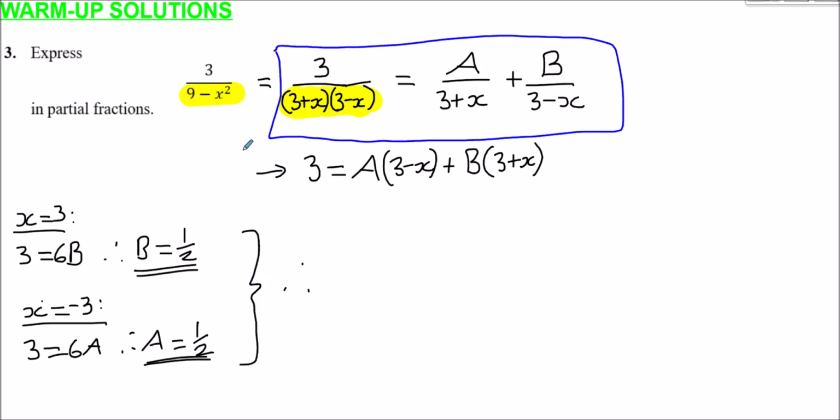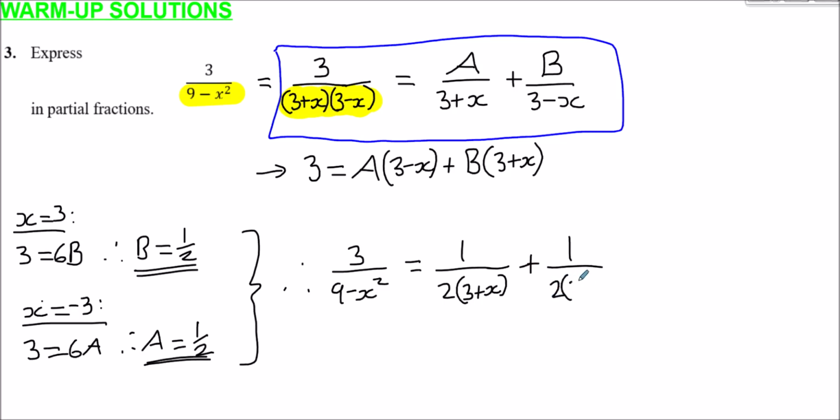So putting all this together, therefore 3 over 9 minus x squared is 1 over 2 lots of 3 plus x, plus 1 over 2 lots of 3 minus x. So the key there was spotting that we had to deal with a difference of 2 squares.